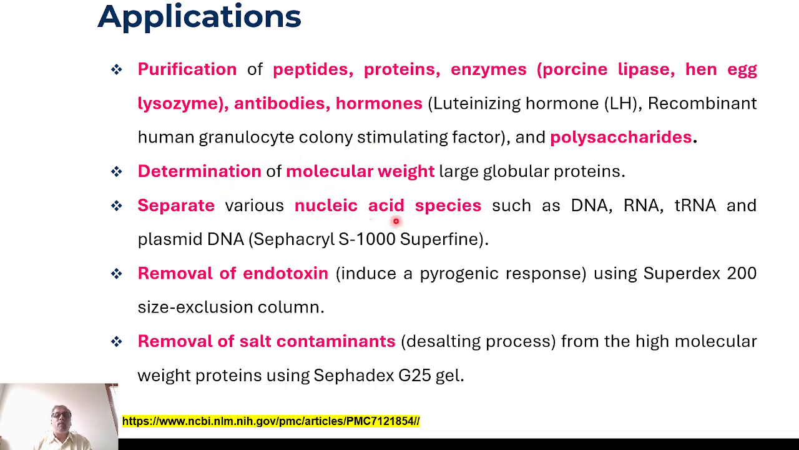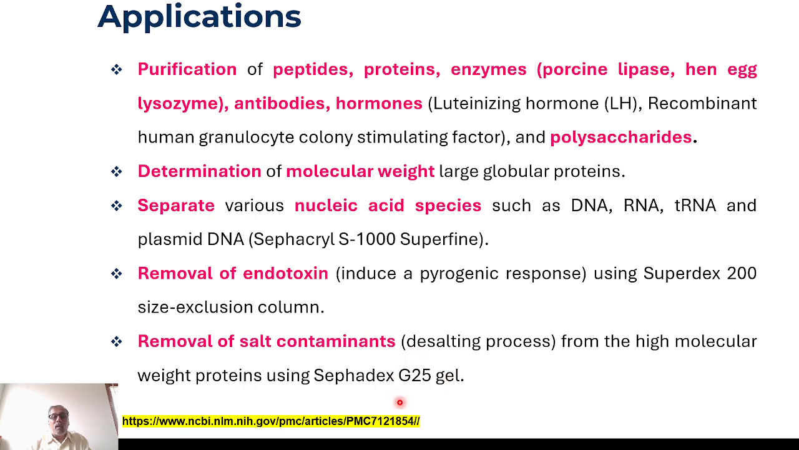You can determine the molecular weight of the molecules, either it may be a protein or it may be a polymer. There is another important application. You can separate nucleic acids, you can remove endotoxins, large molecular weight endotoxins, which are toxic to the human population. You can even remove salt contaminants. Even though for removing salt contaminants, the most preferred technique is ion exchange chromatography, to some extent you can use gel filtration.